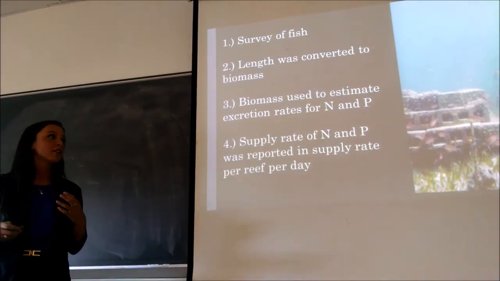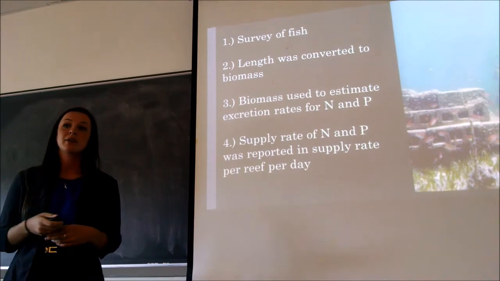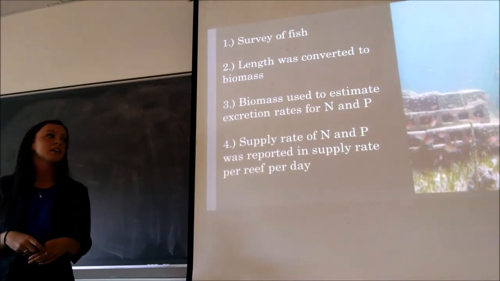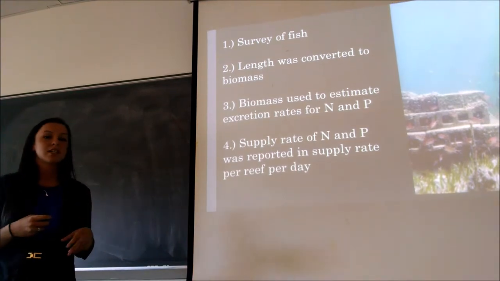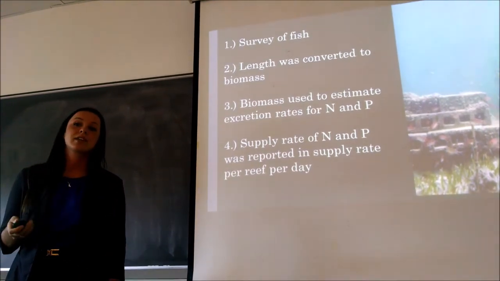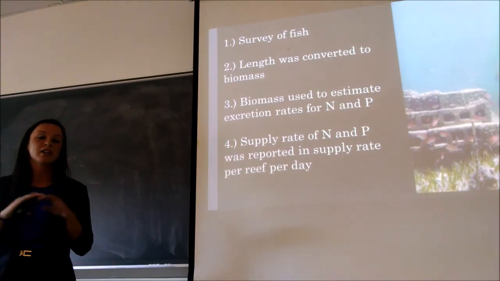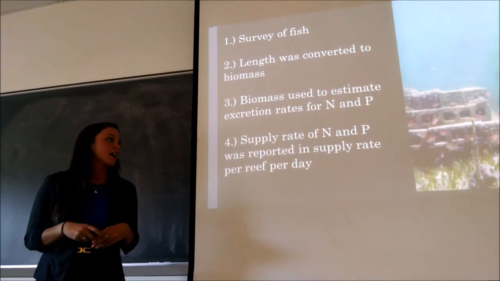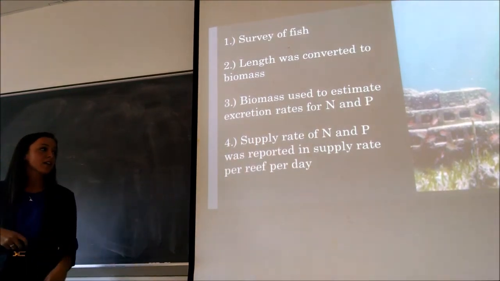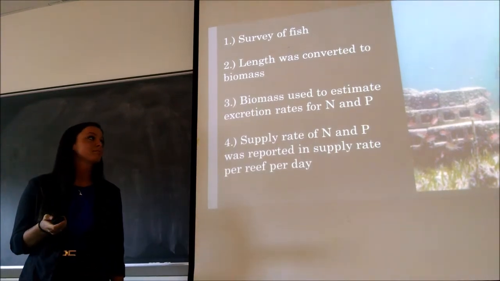He then used another linear regression of biomass versus excretion rate, and this excretion rate is coming from the bioenergetics models that we just talked about in the last slide, to find nitrogen and phosphorus excretion for each of the fish that were living on this reef. He then summed all the excretion for the fish that were on his reef for a particular day and reported excretion rates in nitrogen or phosphorus per reef per day.